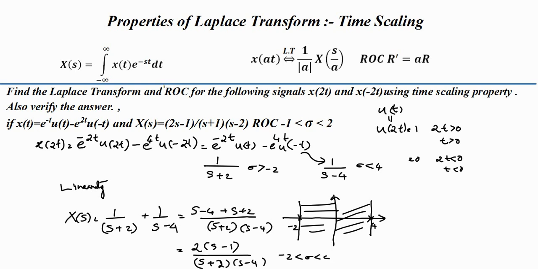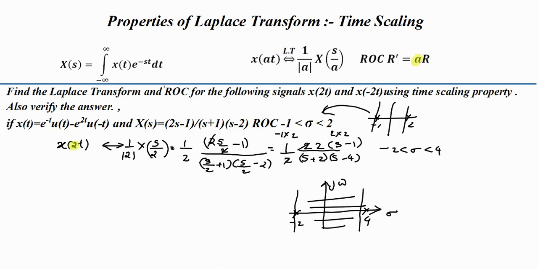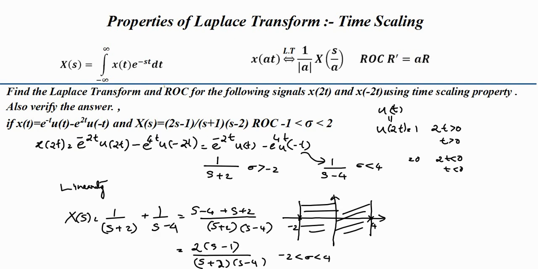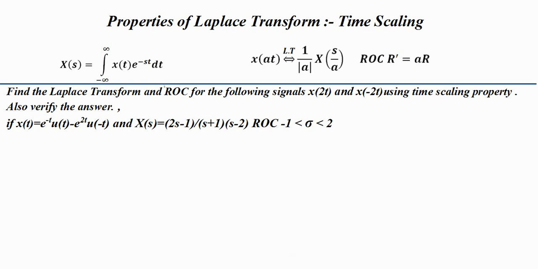So if you check the previous case, by using the time scaling property we already got the result. Now, without using the time scaling property, we tried this particular problem and got the same answer. So we verified the first case. Now we are moving to the second case, x(-2t).